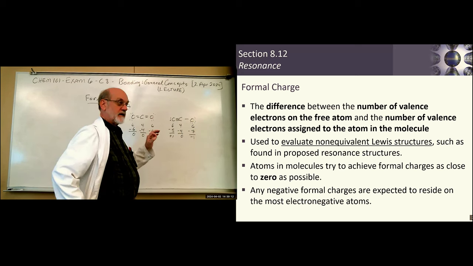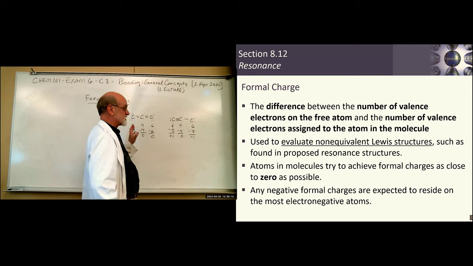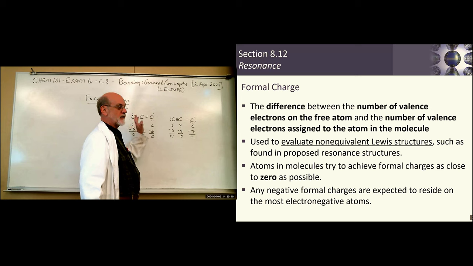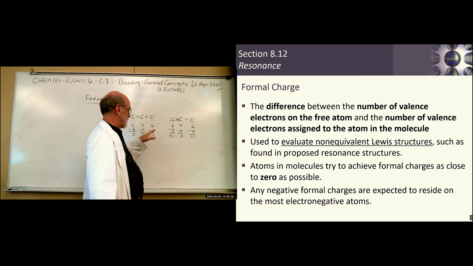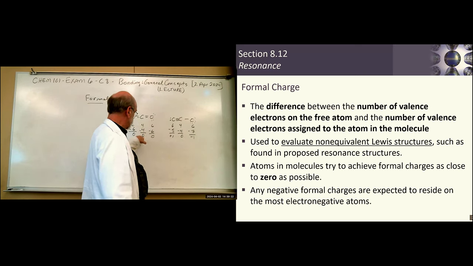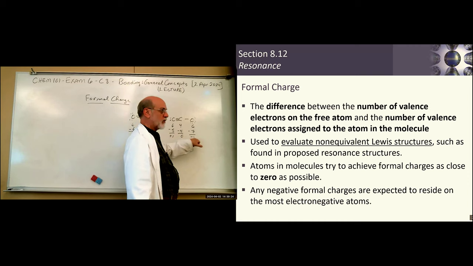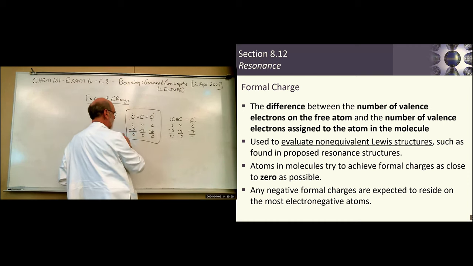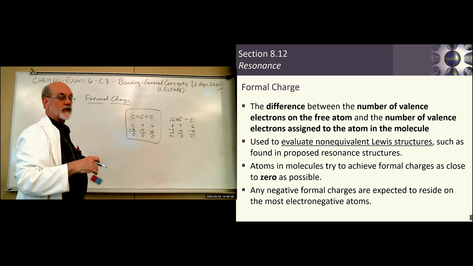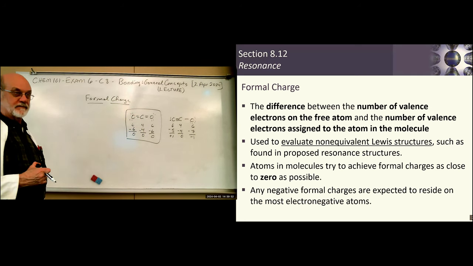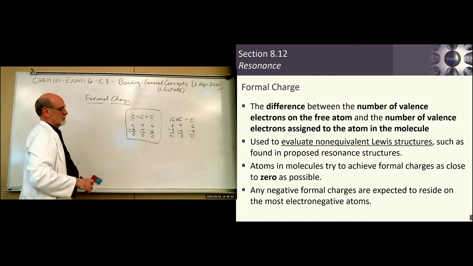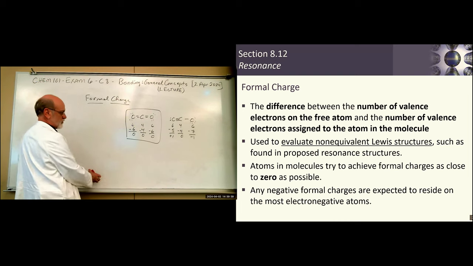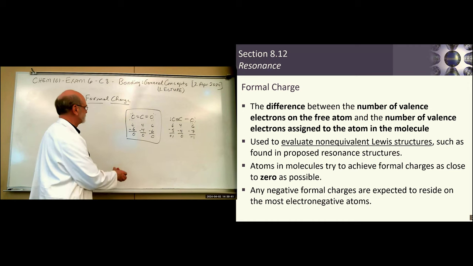What you want for the best, the tiebreaker, is the lowest possible formal charge for all of your elements, for all the atoms. And this one is the best. 0, 0, 0 is better than plus 1, 0, minus 1. So this one wins. And that would be the preferred Lewis dot structure. Now you can do this for any size molecule you want. It just becomes more difficult with more atoms.